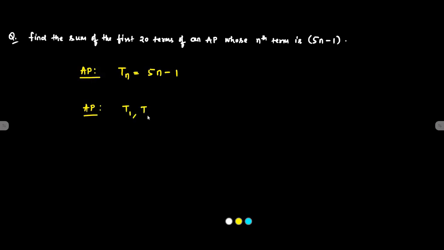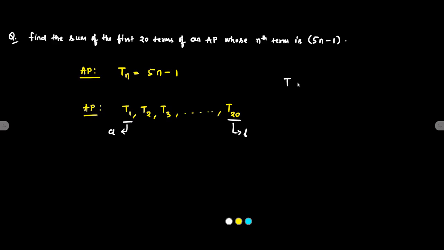So the arithmetic progression will be T1, T2, T3 and so on, and we are interested up to the 20th term. Okay, so here this first term T1 is the first term A, and the 20th term T20 we can treat as the last term L. So we have to find out the first and the 20th term.